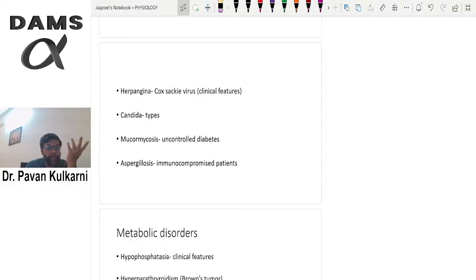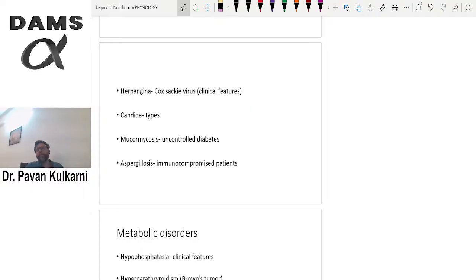And candida, particularly you should know the types of candida. You should know Newton's classification, particularly for denture stomatitis. And you should know about the different types of candidiasis, that is oral thrush, acute atrophic, chronic hypertrophic. All those types of candidiasis you are supposed to know.